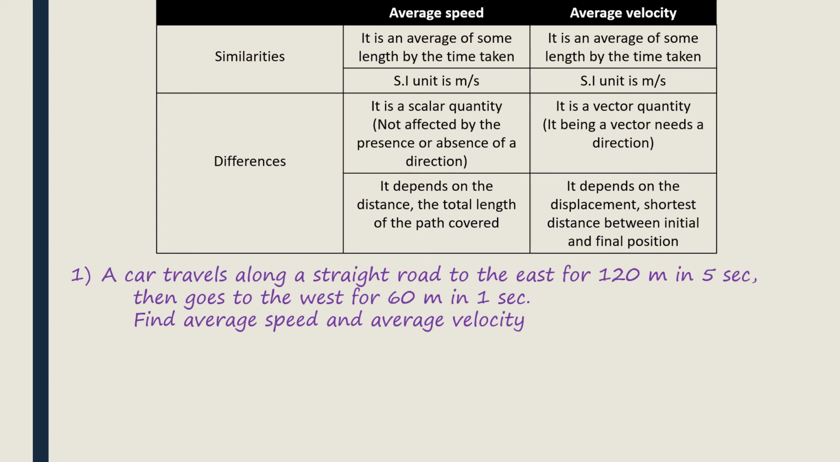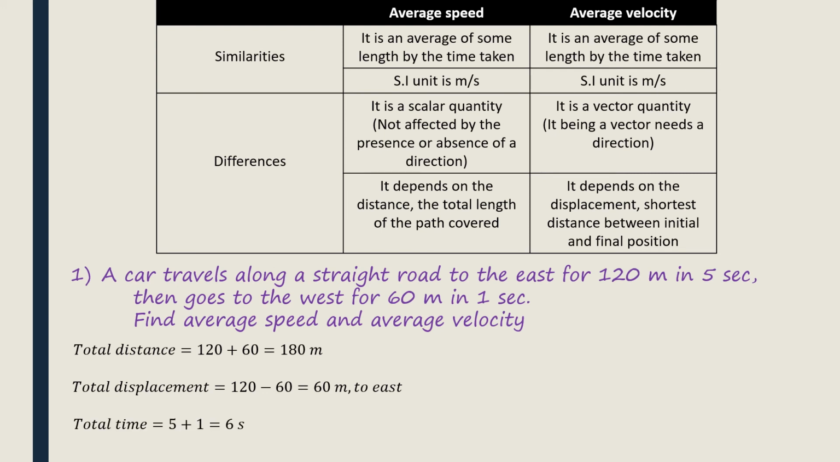Okay, now we need to find average speed and average velocity. अब दुईटैको formula मा we need to find total time and then average speed को लागि total distance, average velocity को लागि total displacement. So first let us find that. Total distance traveled is 120 meters plus 60 meters, that is 180 meters. Total displacement will be 120 minus 60, that is 60 meters, and the direction is towards east. And total time चाहिँ कति हुन्छ हाम्रो 5 plus 1, which is equal to 6 seconds.